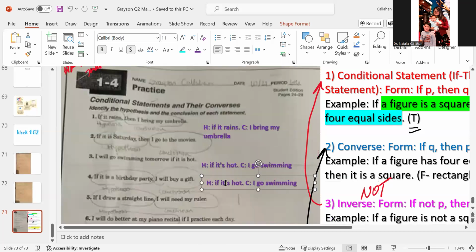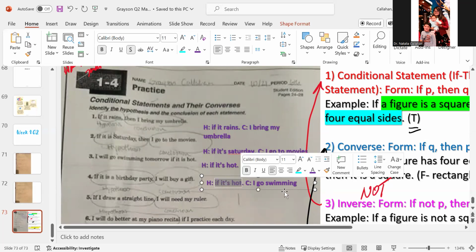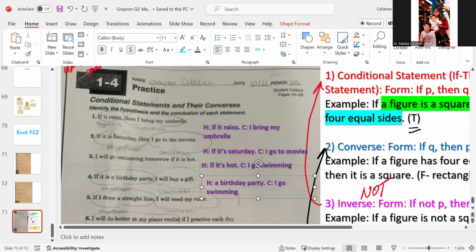Number 4. Explain what you did for number 4. If it is my birthday, I will buy a gift. Okay, I used the hypothesis as if it is my birthday, and then I put the conclusion as I will buy it. Hypothesis is a birthday party, right? Conclusion is I buy a gift. That makes sense. That's the ending, right?